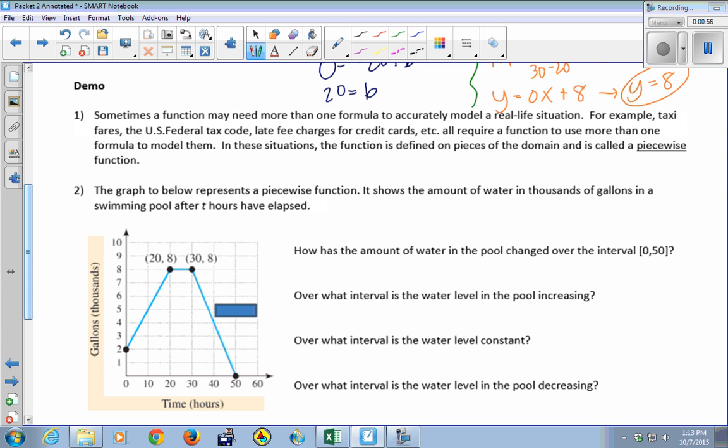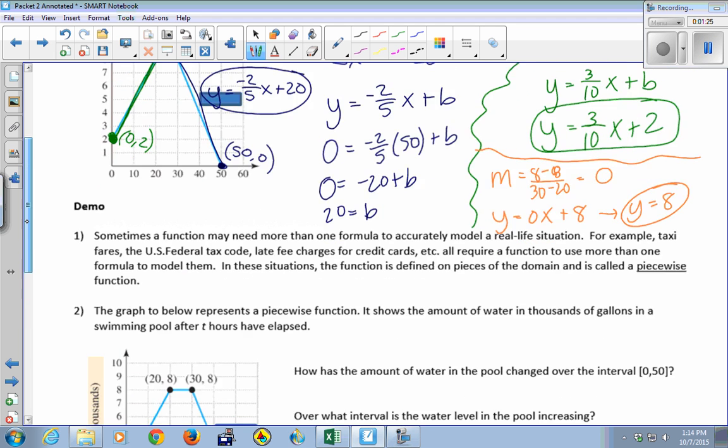And then late fee charges for credit cards. Sometimes those are like the maximum of $10 or 1% of your balance, something like that. So there's two different formulas. And then all of these require more than one formula to model them. So in these situations, we say the function is defined on pieces of the domain, and we call it a piecewise function.